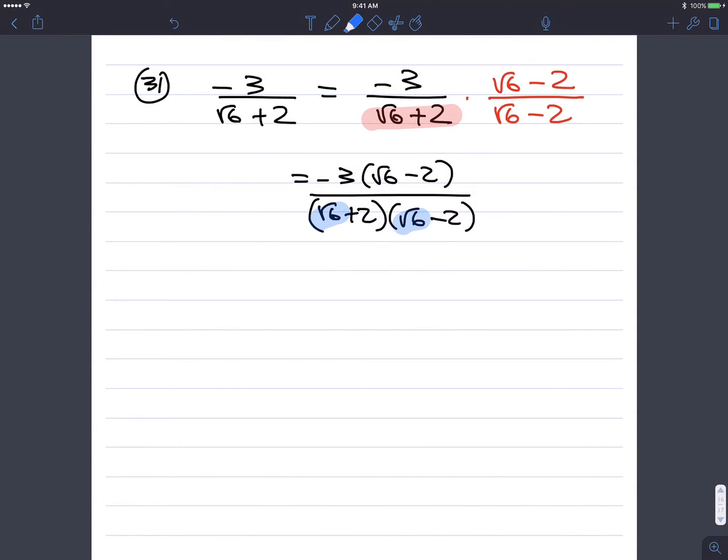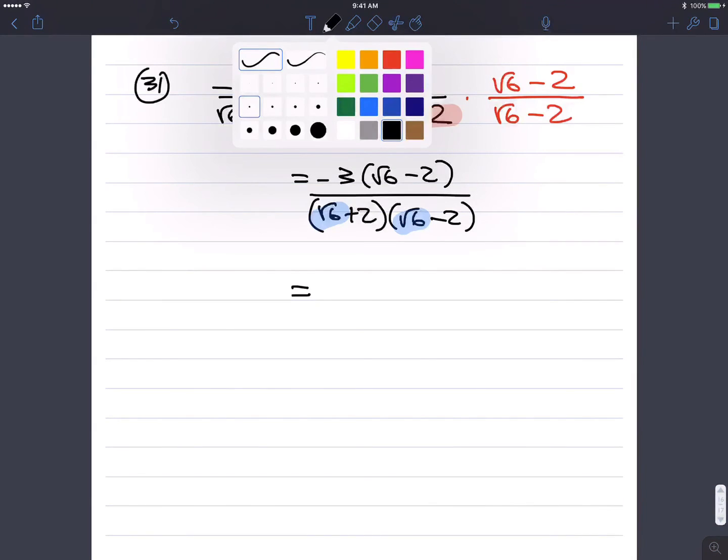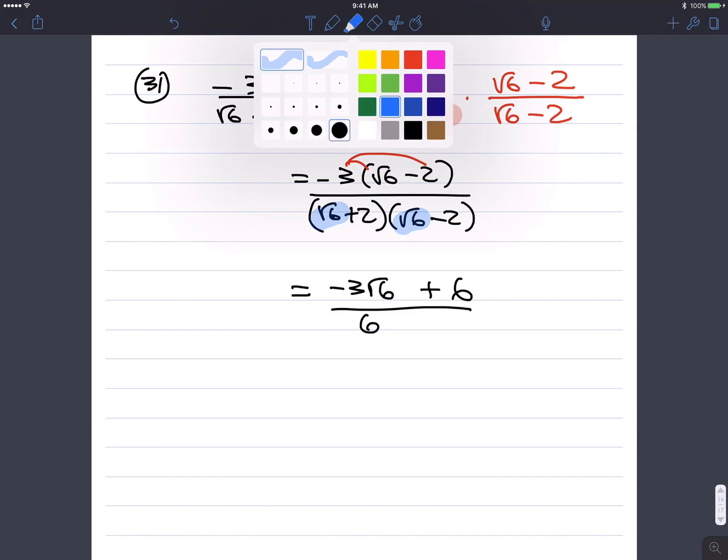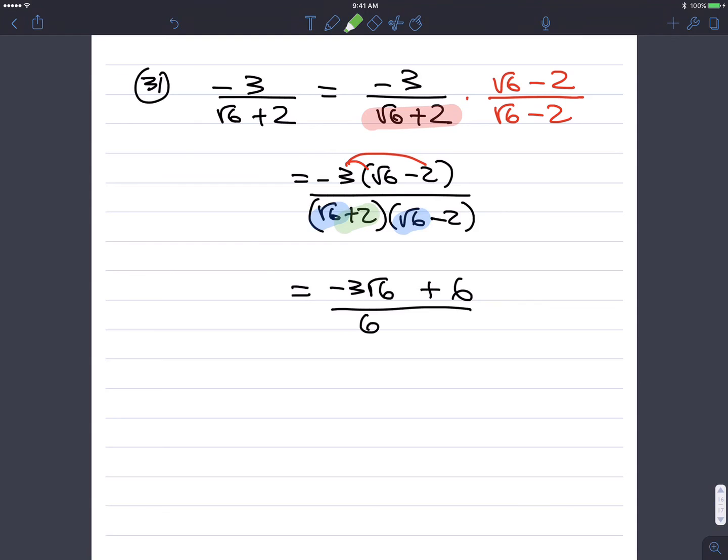Square root of 6 times square root of 6 is going to be multiplied together. Well, let's actually do this consistently. So, negative 3 times the square root of 6 plus 6 by the distributive property for the numerator. The denominator is FOIL, but it's multiplying by conjugates. First term, the square root of 6 times the square root of 6 is 6. A positive 2 times a negative 2 is going to be a negative 4.